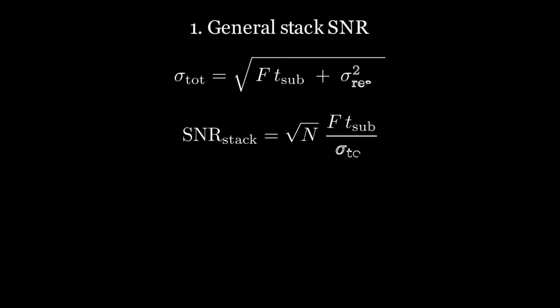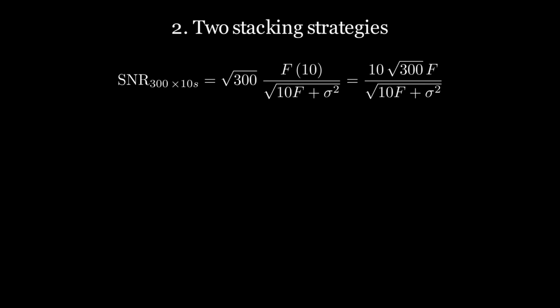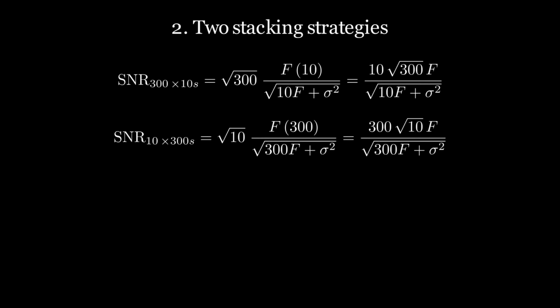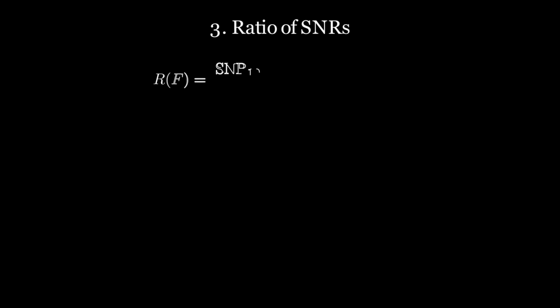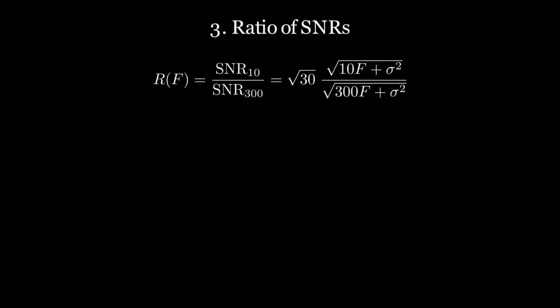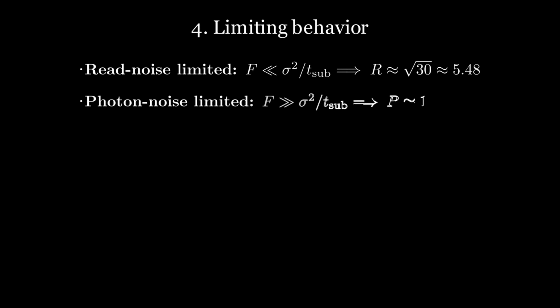Now, a more complete description of whether you're in the read noise regime or the photon regime is using a mixed SNR equation, and we're going to have our two stacking strategies, 300 by 10 second or 10 by 300 second. Now what we're going to want to do is compare these two different equations and see how they stack up against each other to see which one's better, or are they exactly the same. So we're going to start by taking the ratio of those two different equations, and then we're going to look at the limiting behavior.